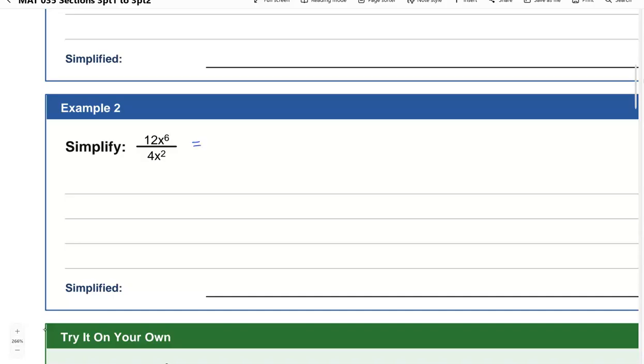I'll look at my next one. I have 12x to the 6th over 4x squared. So I'm going to start by simplifying those numbers. 12 divided by 4 is going to be 3. And then I'm going to deal with the x's. I have x to the 6th over x squared. So I'm going to subtract the exponents. So this is going to be 6 minus 2 as the exponent, which is going to give me 3x to the 4th.